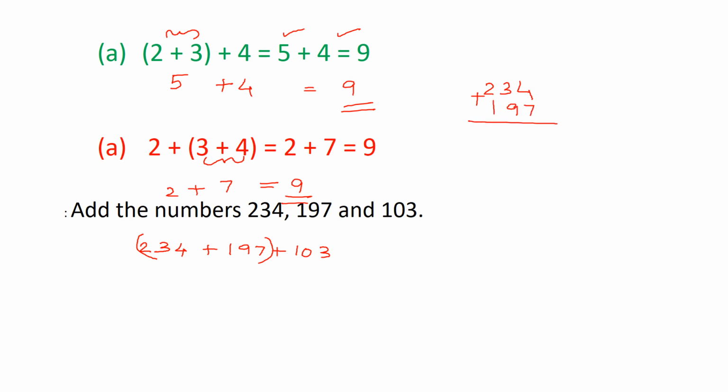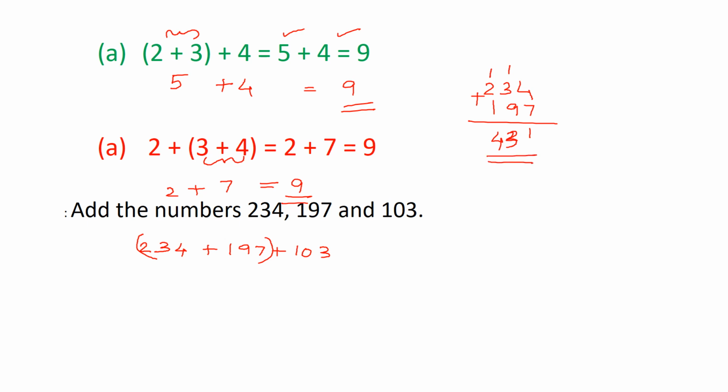4 plus 7, it will be 11. Carry over 1. 1 plus 3, 4. Sorry, 4 plus 9, 13. For 13, 3 will be there. Carry over 1. 1 plus 2, 3. 3 plus 1, 4. 431. You get the total as 431.